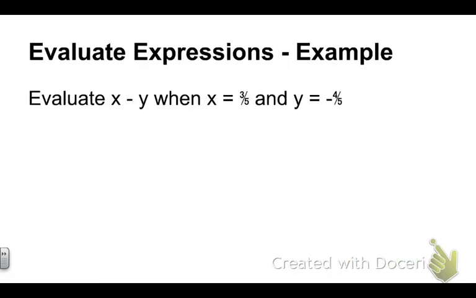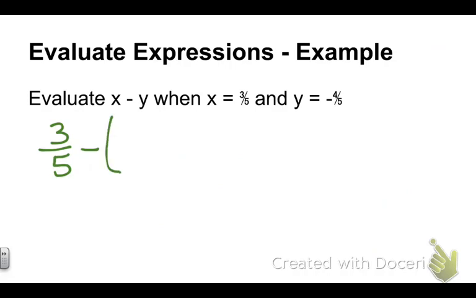All right, last thing I want to talk about is evaluating expressions. So evaluate x minus y when x is 3/5 and y is negative 4/5. So we're going to substitute what we have here. So the first one is x, so x is 3/5, and it's minus y, which is negative 4/5.